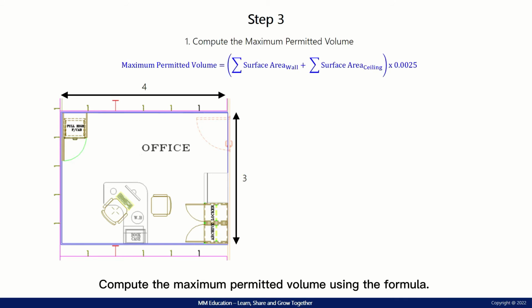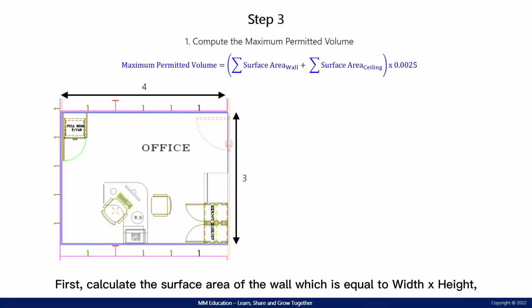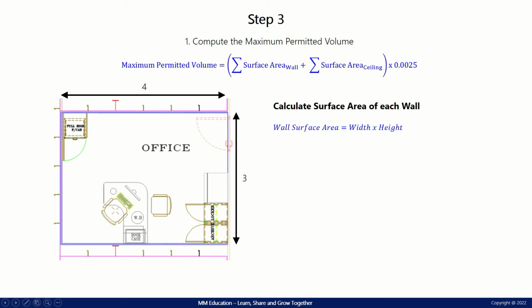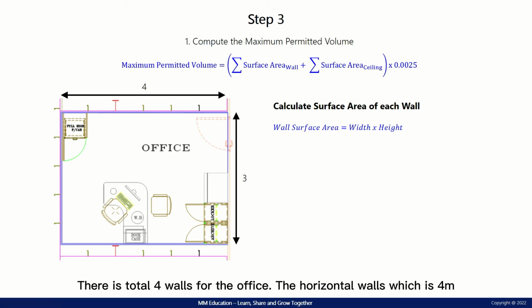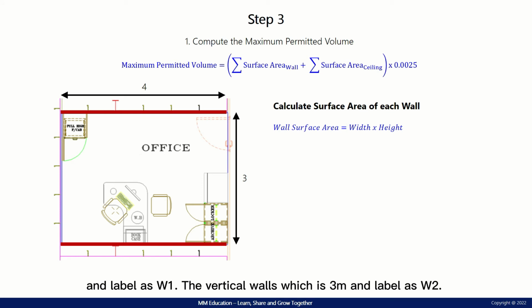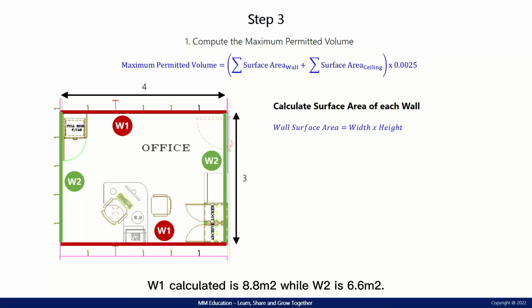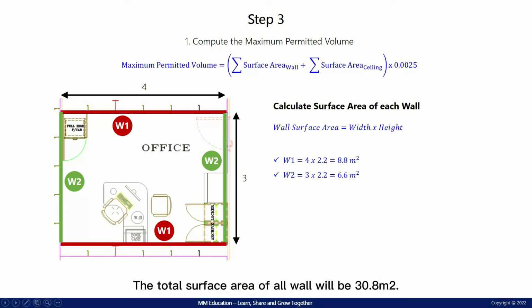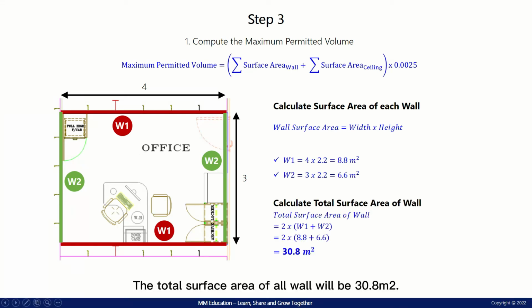Compute the maximum permitted volume using the formula. First, calculate the surface area of the wall, which equals width times height, where height is the ceiling height equal to 2.2 meter. There are a total of 4 walls for the office. The horizontal walls, which are 4 meter, are labelled W1. The vertical walls, which are 3 meter, are labelled W2. W1 is calculated as 8.8 meter square while W2 is 6.6 meter square. The total surface area of all walls will be 30.8 meter square.